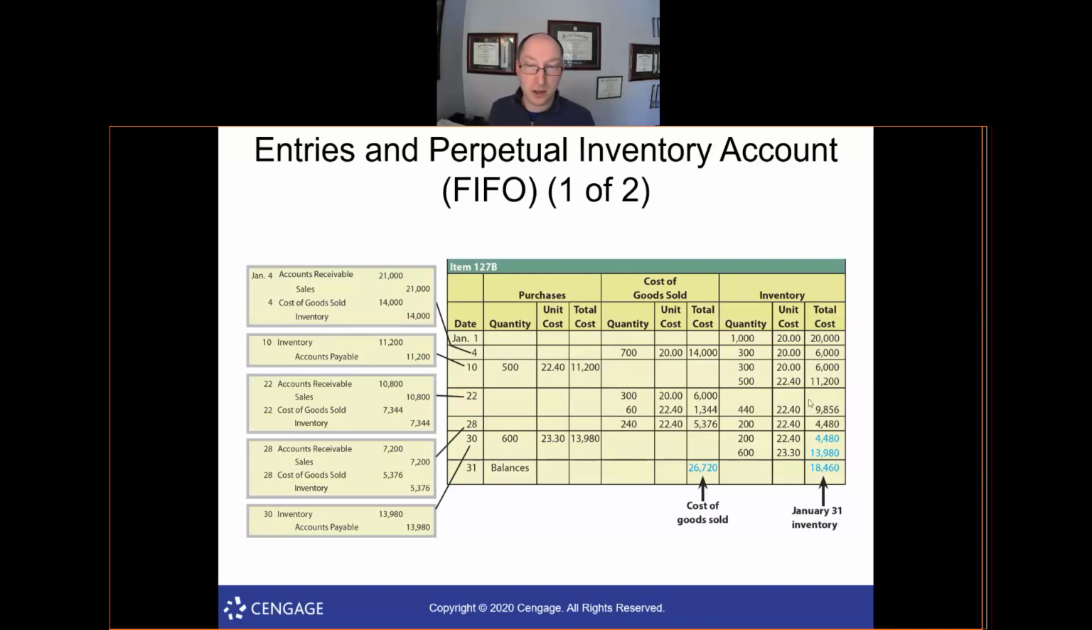And this just is a nice graphical representation of the first in, first out method for this particular item. Now we see a couple of things here. At the end of the month, we total up our total cost of goods sold for that item. We realized that the total cost of goods sold for that item was $26,720. And then we also see the total cost of that inventory is $18,460 for that item. Fun stuff, right?